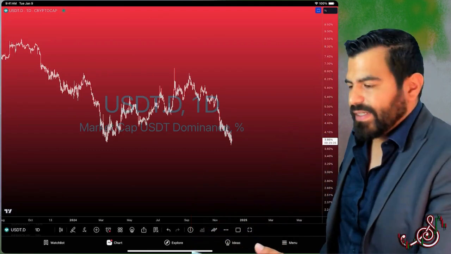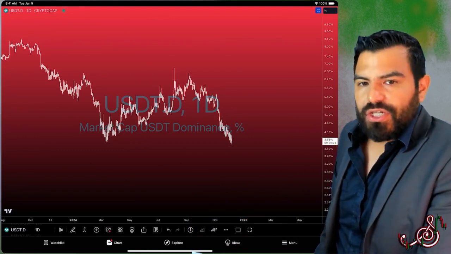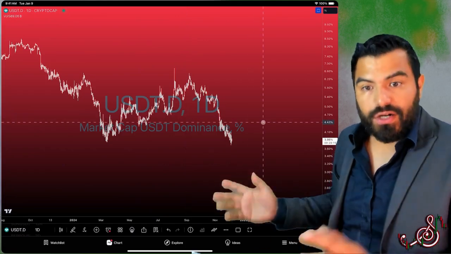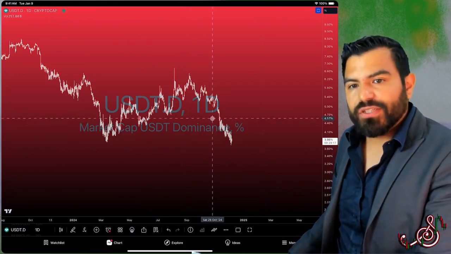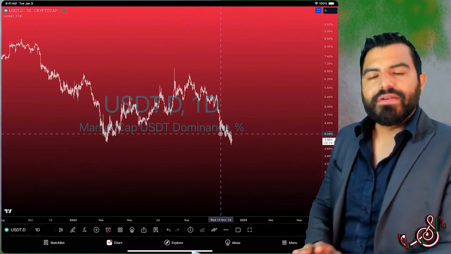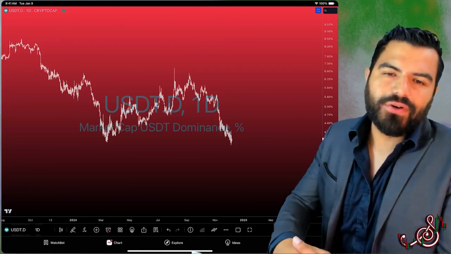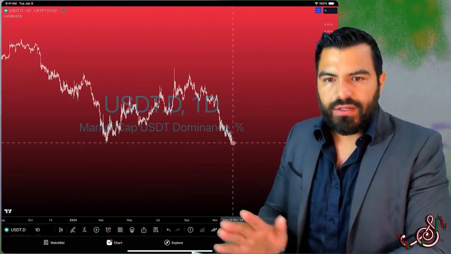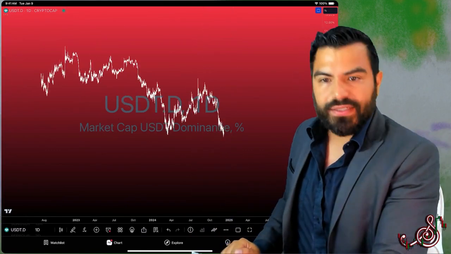This is the USDT.D chart. Now this chart, if this is going up, primarily cryptos are going down. If this chart is going down, primarily cryptos are going up. And this pertains primarily to Bitcoin, not so much necessarily to all the meme coins. This chart is a daily look at the USDT.D.